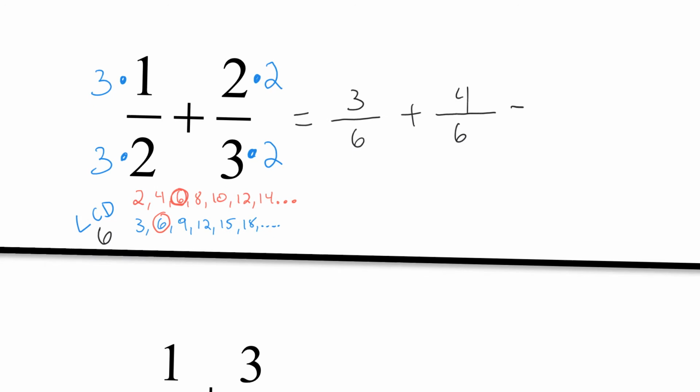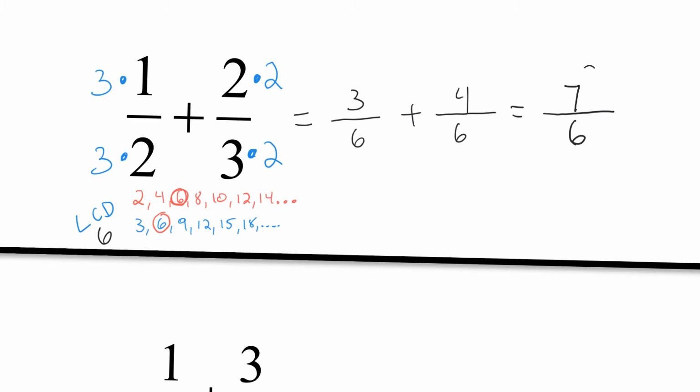So I'm going to put an equal sign over here. I'm going to keep my denominator, there's a 6. And I'm going to add 3 plus 4. 3 plus 4, that is 7. So you guys have 7 over 6.